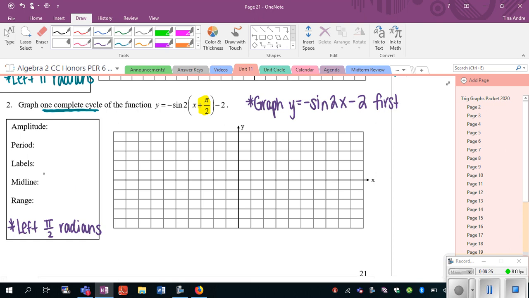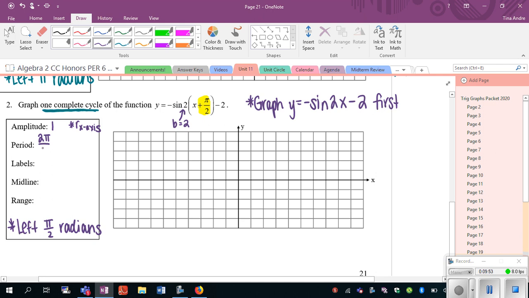So then when I go to write all of this other stuff in there, the amplitude is just going to be the number in front here, which is just going to be 1. But because I have a negative, I'm going to make a note to remind myself I am going to have to reflect over the x-axis. The period is going to be 2 pi divided by the b value. This is our b value right here out in front of the parentheses. So that tells us that there's 2 cycles in 2 pi.